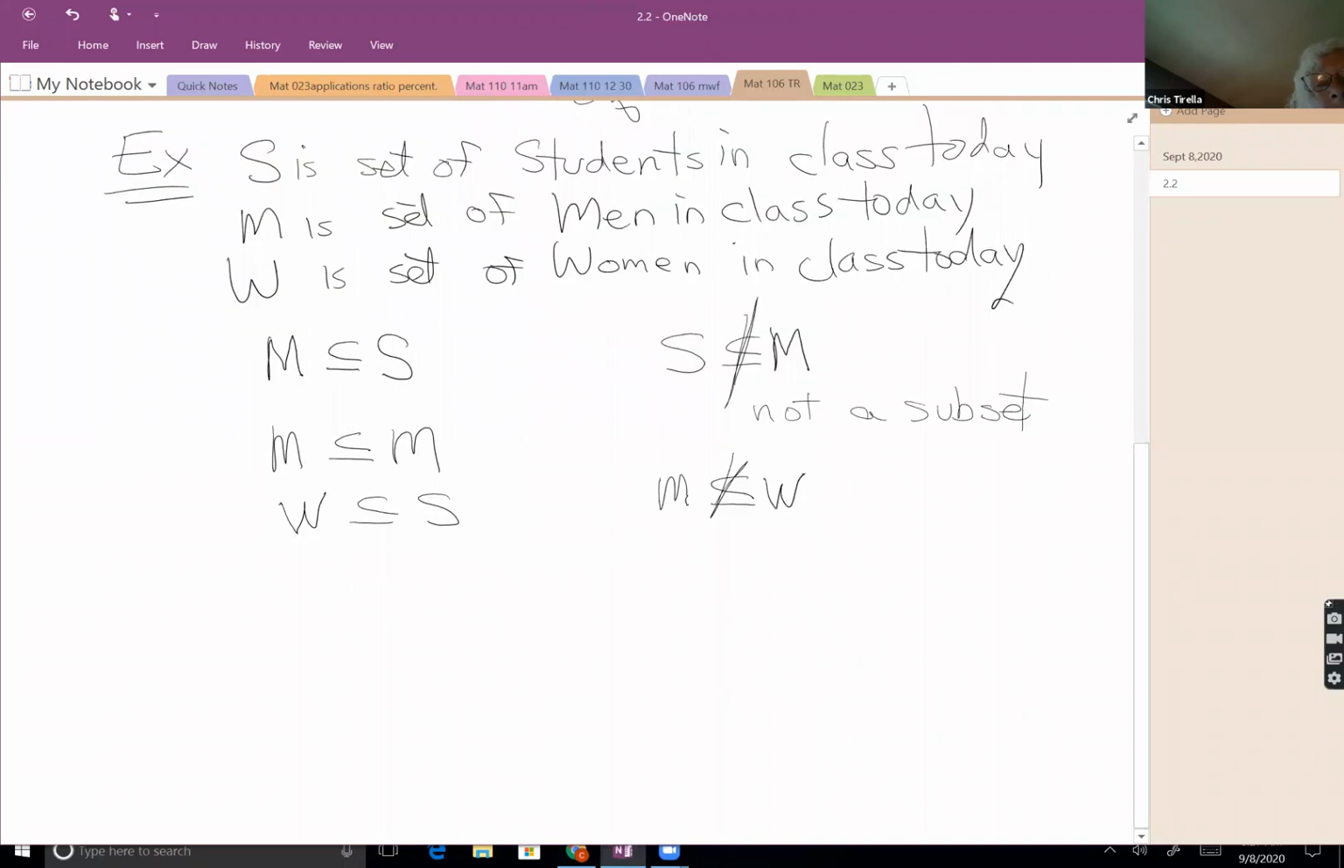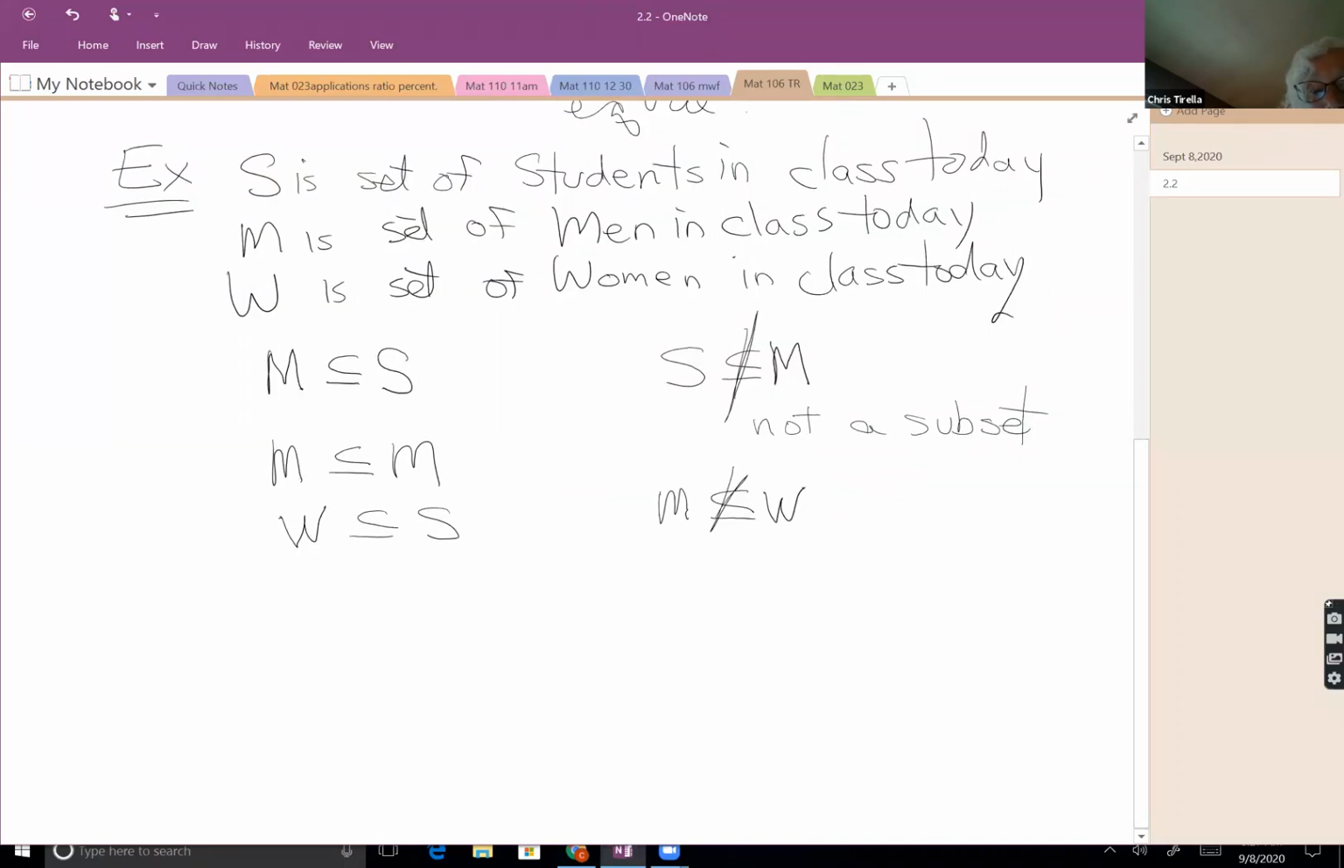Now, the next one's a little dicey. But before I go on, can we look at these two that are not subsets? Is everybody all right that S is not a subset of M because there are students in class that are not men? Can we say that M is not a subset of W because there are men in class that do not identify as women? So I want to look at this set here.